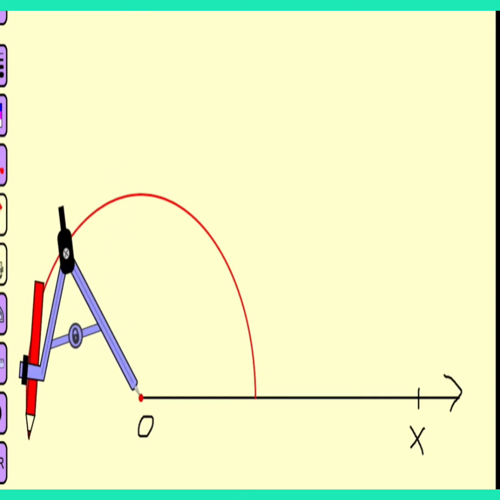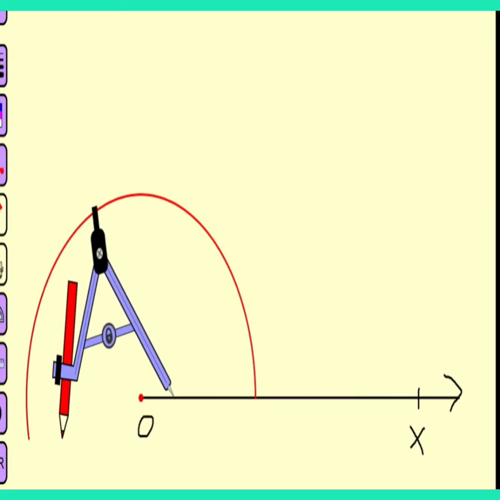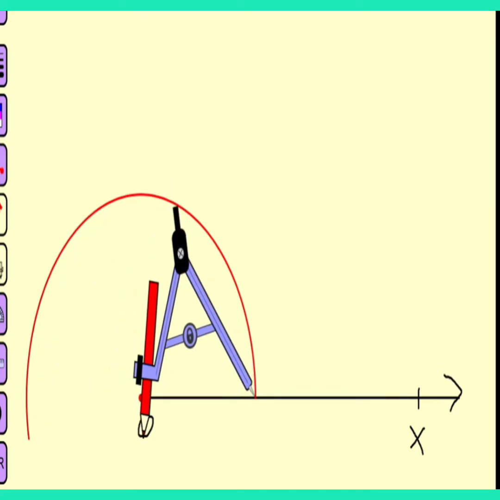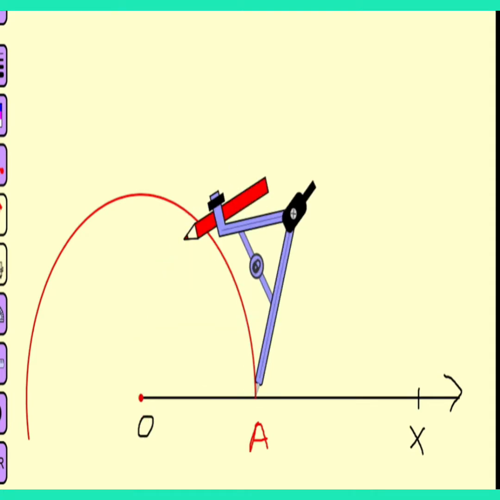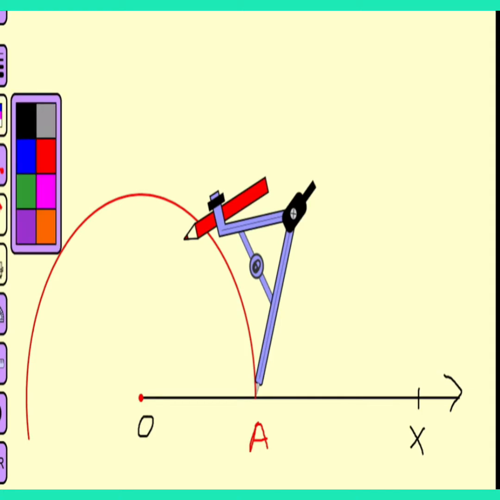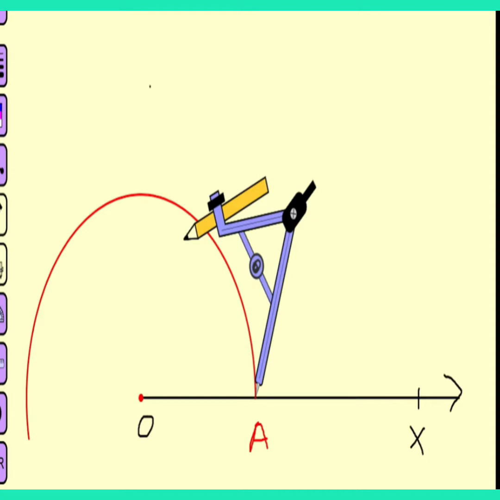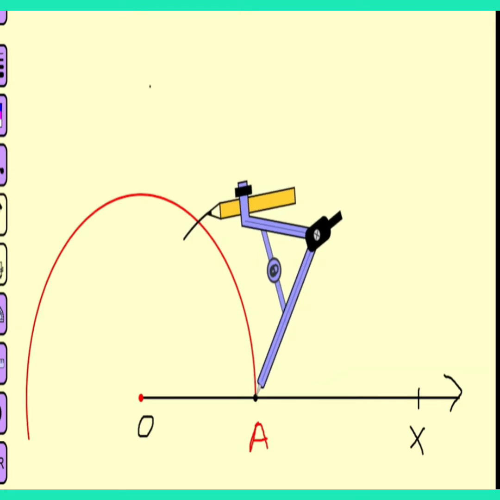This is the semicircle, and now without changing the distance of compass you will place the pointer of compass at the point, let us this is A, the intersection of the ray OX and the semicircle. Okay, and then what to do? Without changing the distance you will mark an arc such that you can see this arc, let us intersect at the point B.